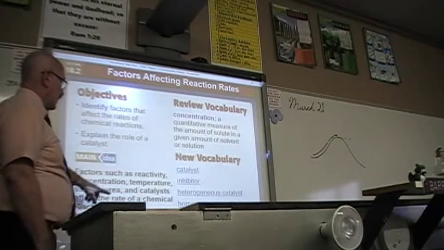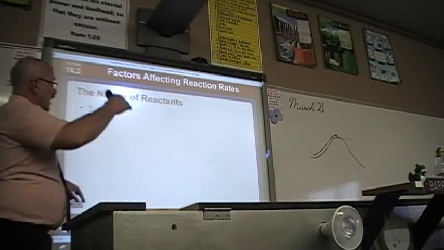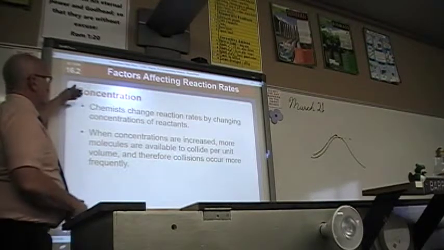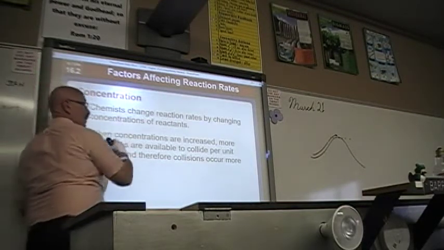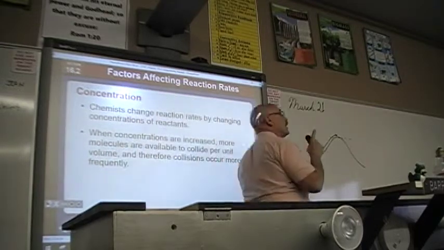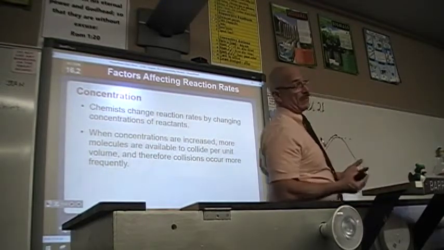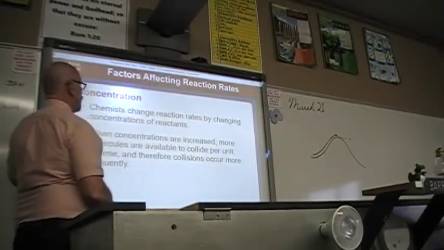Okay, catalysts, inhibitors, okay? Catalysts make reactions go faster by lowering the activation energy. Let's talk about that in a second. Okay, chemists can change reaction rates by a couple things. Number one, concentration. So what affects reaction rates? Concentration. Higher concentration of reactants, faster they react. Makes sense. You got more of them in the same amount of space.